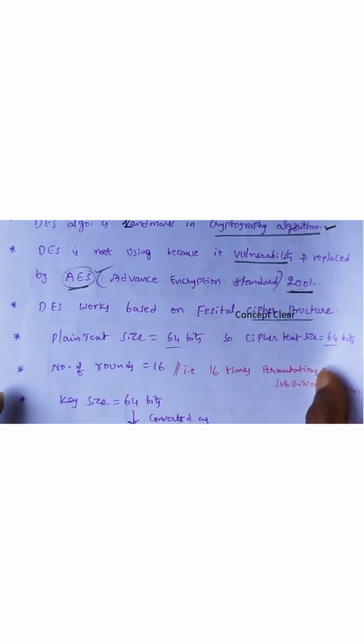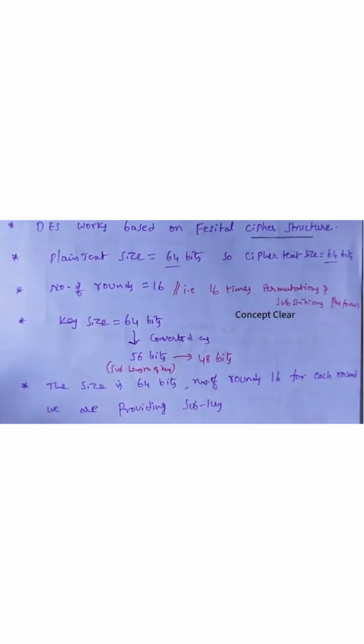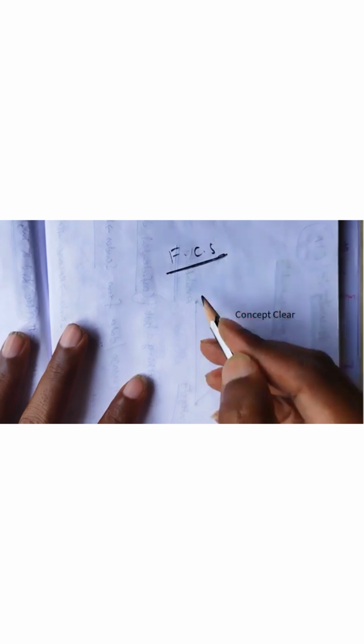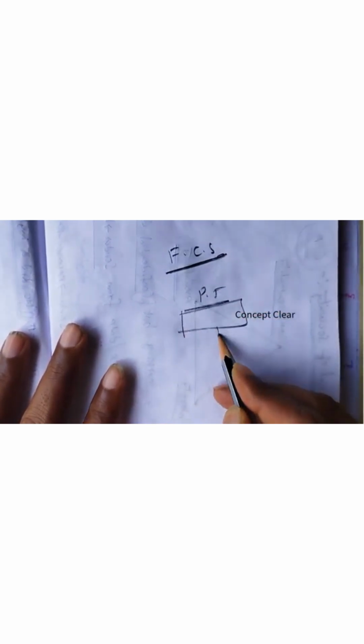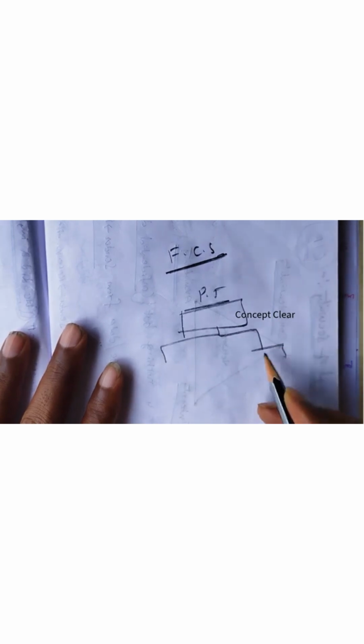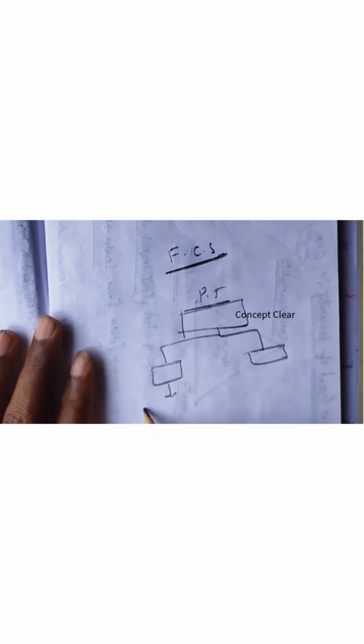Wait a second. What is Feistel? This Feistel cipher structure means it is a structure where, when the plain text is coming, the plain text will be divided into two subparts. Here we will apply an encryption algorithm, and here also we will apply an encryption algorithm with the help of the secret key.